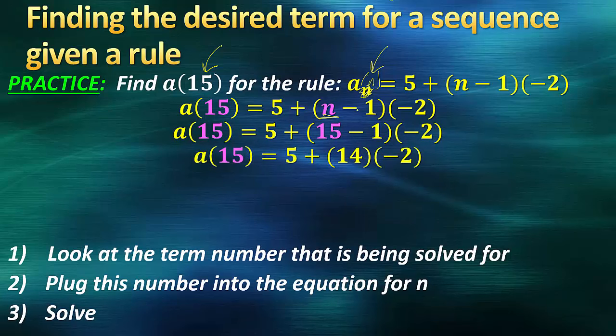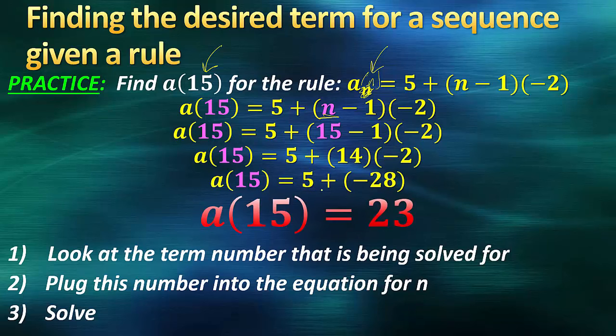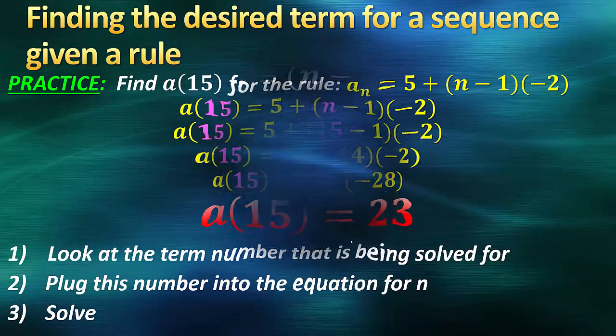So 15 minus 1 is 14. Remember order of operations, we have to do 14 times negative 2 next, which is negative 28. And then 5 plus negative 28 is negative 23. Shouldn't be positive, should be negative. Alright, so be aware of that. Be very careful of this right here. If you have a negative number and a positive number, use your calculators.